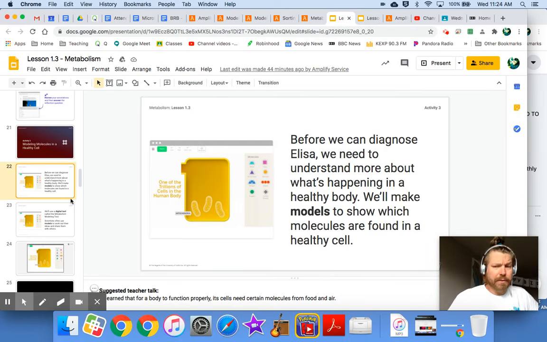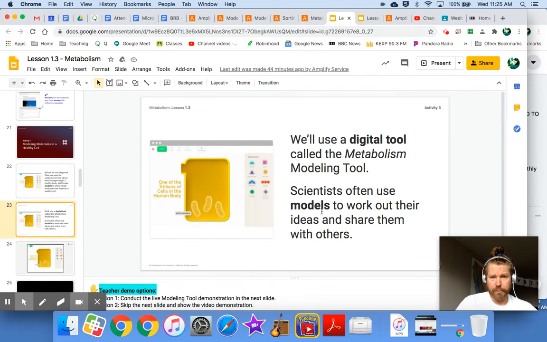So again, the first thing we're trying to do is show what a healthy body looks like. What does a healthy body need? And then we can better understand, okay, what is Elisa's body not getting? That's where we're headed with this, okay? So we're going to use this modeling tool. Scientists often use models to work out their ideas and share them with others.